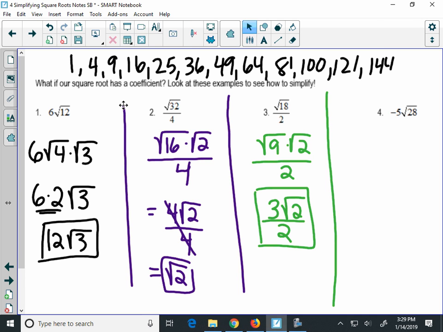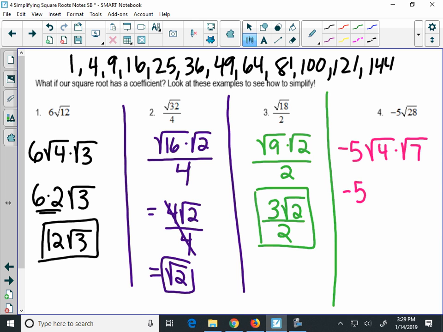All right, last problem. The negative 5, like in number 1, hangs out in front. 28 can be broken down into 4 and 7. 4 is on my list. I bring the coefficient down. Radical 4 simplifies to be 2, radical 7. And when I multiply the coefficients now, I have negative 10, radical 7, which is your final simplified answer.